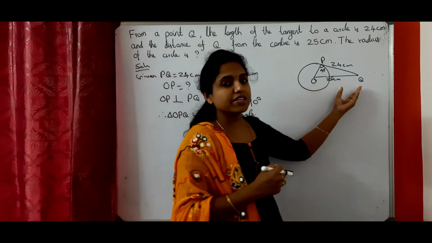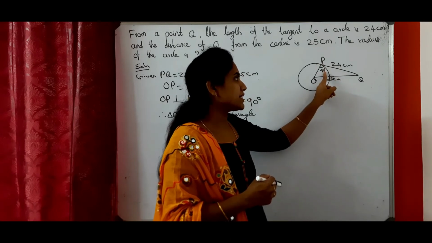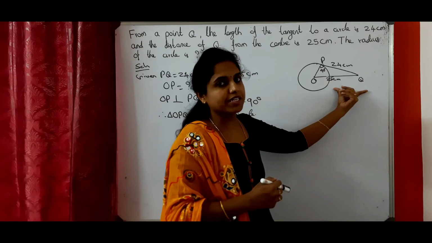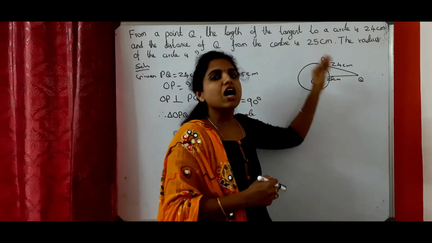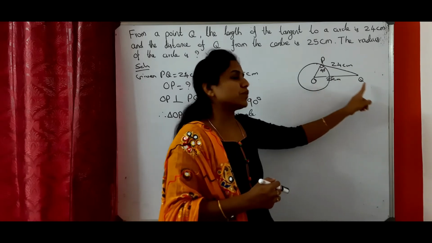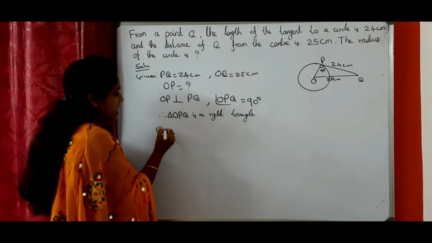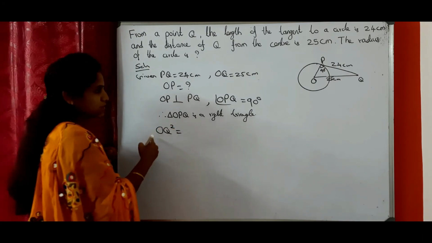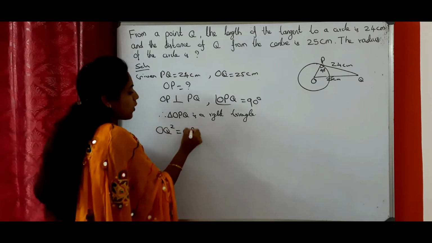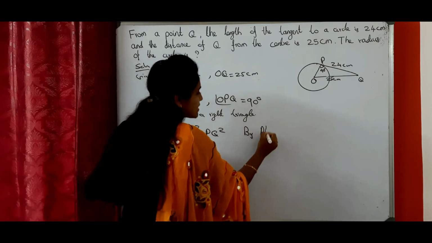Here what is the hypotenuse? How to find the hypotenuse? It is opposite to the 90 degree angle. What is opposite to 90 degrees? OQ. OQ is the hypotenuse. Therefore OQ is the hypotenuse, right? So using the Pythagoras theorem, we can say hypotenuse squared equals the sum of the squares of the other two sides, that means OQ squared equals OP squared plus PQ squared, by the Pythagoras theorem.